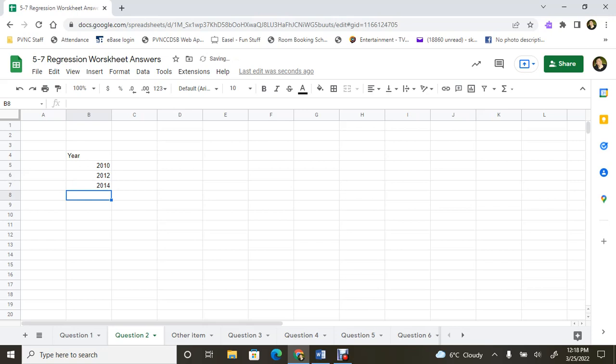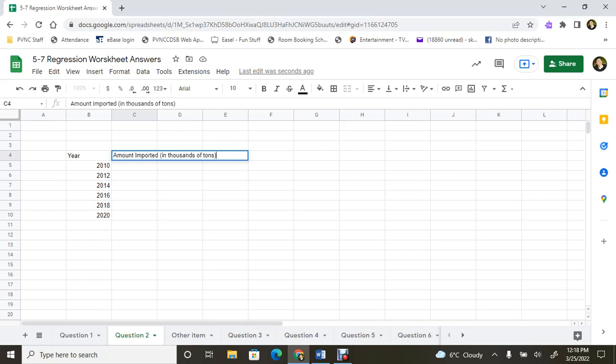2014, 2016, 2018. Just typing all these years out, 2020. Then on top here, I'm going to put amount imported, in thousands of tons.